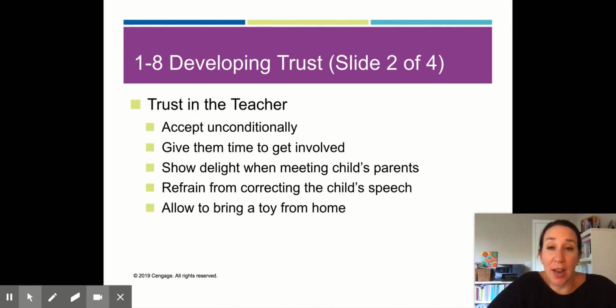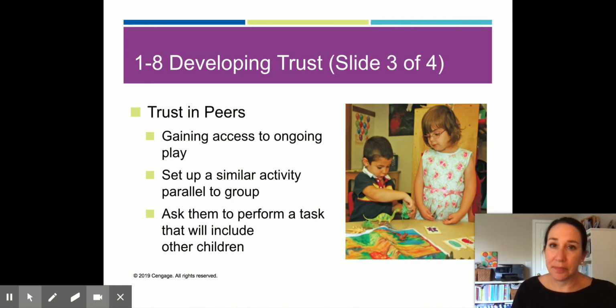Refrain from correcting the child's speech. It's good to tell children a correct way to say something, but the way that you say it is really important. Say someone says, "Oh, I goed to the store yesterday." Instead of saying, "No, it's not I goed, it's I went," you would say, "Oh, you went to the store? What did you get at the store?" So you're not saying, "Hey, you did that wrong." You're saying, "Here's a better way to do that." And another way to develop trust is to let them bring a toy from home.